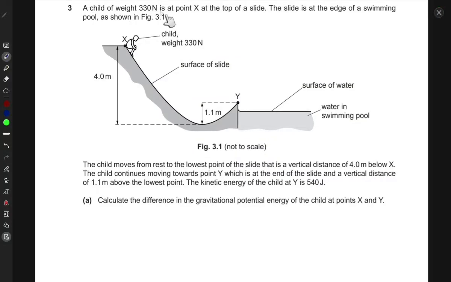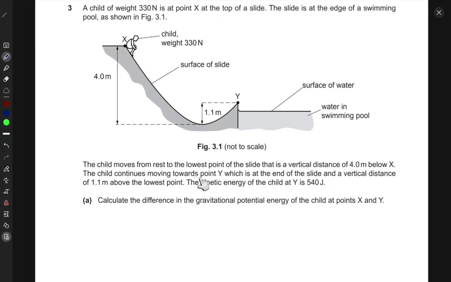A child of weight 330 newtons is at point X at the top of the slide. The slide is at the edge of the swimming pool as shown in the figure. The child moves from rest to the lowest point of the slide, that is a vertical distance of 4 meters below X. As you can see, he's going to slide down and cover this 4 meters of distance.